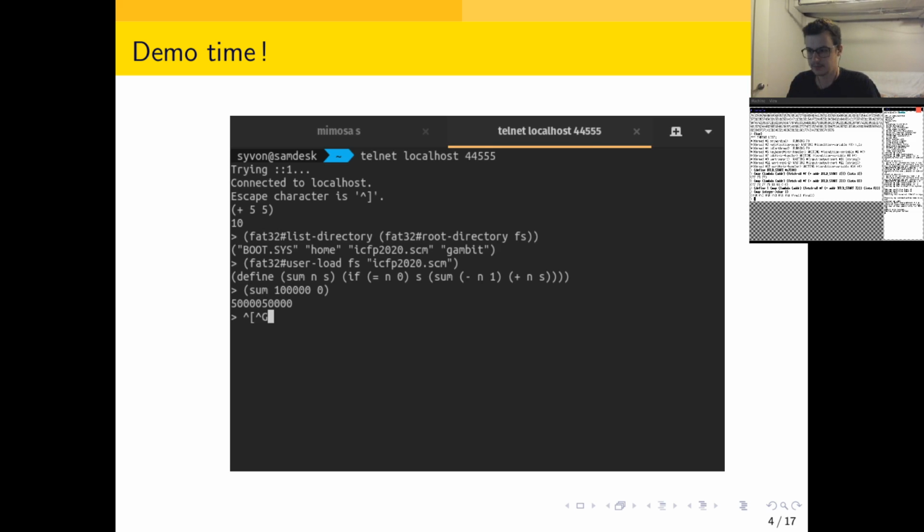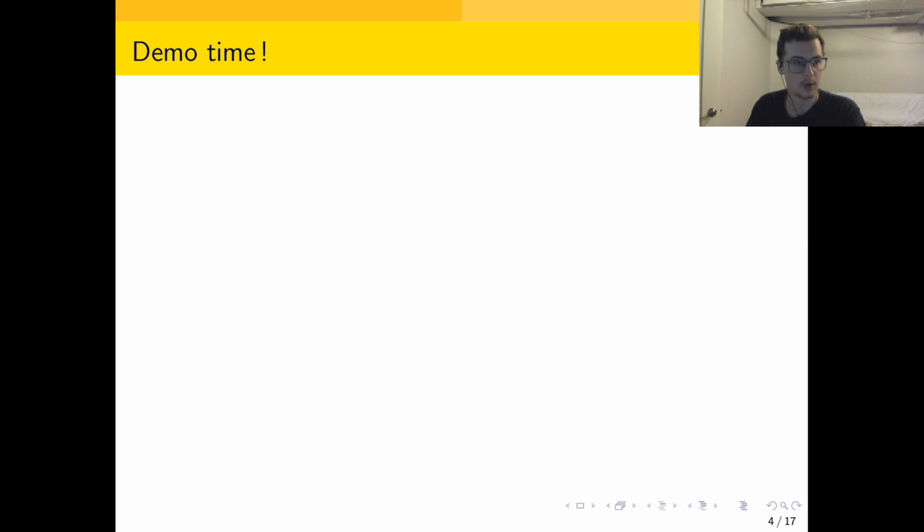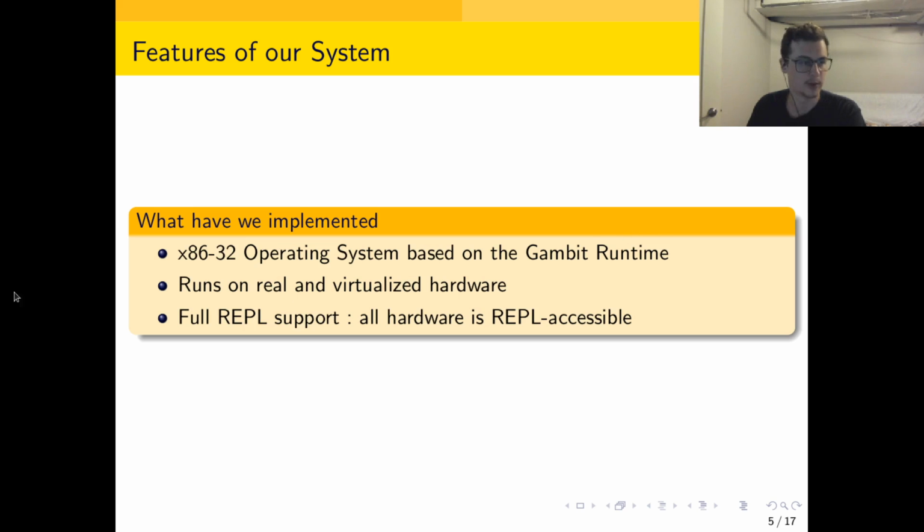So maybe as a little overview, before diving deeper into the more important part of this presentation, I'd like to talk about what we can do in our system from a more theoretical standpoint. There we go. Our system is based on the Gambit runtime, and it's an x86 32-bit operating system that's built for the Intel platform. It runs on real and virtualized hardware. For the needs of this presentation, this is on QEMU. And like we wanted, we have full REPL support, so we can use the REPL to do the operating system development without any issue.